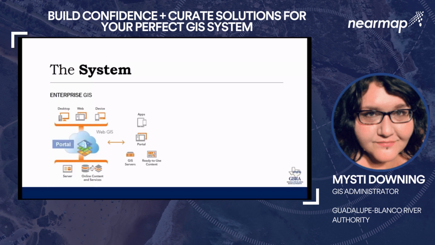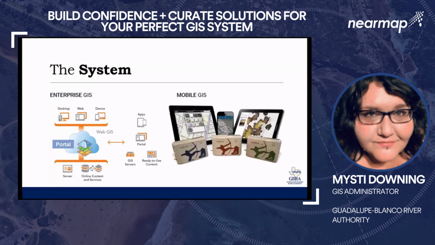So the system we have set up at GBRA is Enterprise GIS. We have a GIS server, the Enterprise portal, which is the primary way that users use GIS at GBRA. We are mostly web GIS. I have very few desktop users. And then a lot of apps and field data.